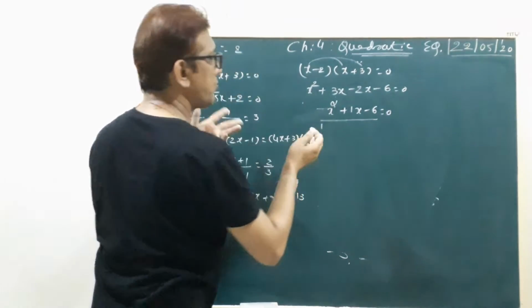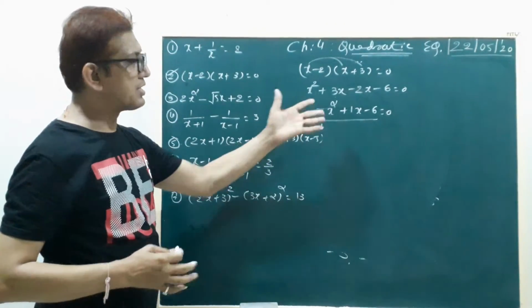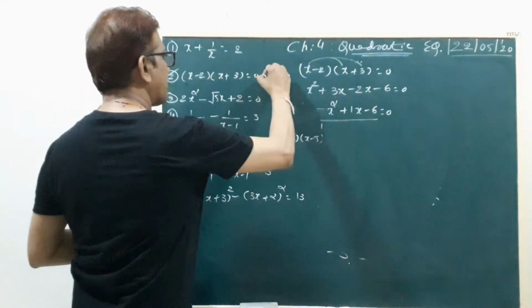This is your quadratic equation. The highest power is 2. So this is your quadratic equation.